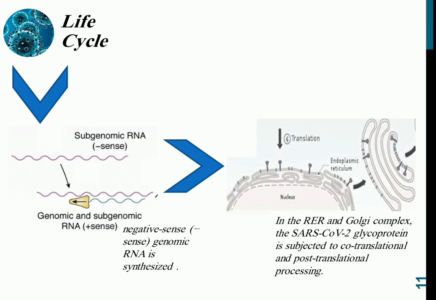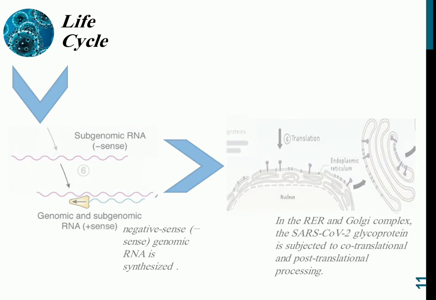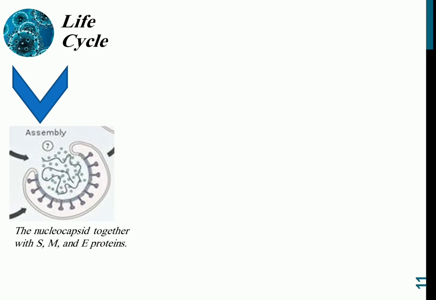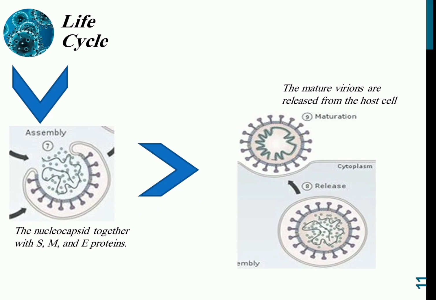In the rough endoplasmic reticulum and Golgi complex, the SARS coronavirus 2 glycoprotein is subjected to co-translational and post-translational processing. The N protein is subsequently associated with the positive sense genomic RNA to become a nucleoprotein complex, or nucleocapsid, which together with S, M, and E proteins as well as other viral proteins is further assembled and followed by budding into the lumen of the endoplasmic reticulum Golgi intermediate compartment to form mature virions. Finally, the mature virions are released from the host cell, waiting for a new life cycle to start.